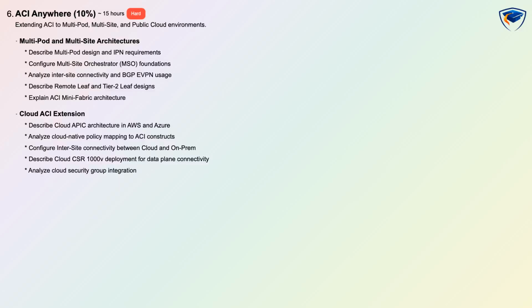ACI Anywhere is 10%, rated hard, and needs about 15 hours of scenario-based study focusing on multi-site and cloud extensions. You will describe multi-pod design, IPN requirements, and MSO foundations while analyzing intersite connectivity patterns including BGP EVPN and remote leaf designs. The cloud extension content covers Cloud APIC architectures for AWS and Azure, cloud-native policy mapping, Cloud Catalyst 8000V deployment for data plane connectivity, and integration with cloud security groups. Focus on scenarios that connect on-prem fabrics to cloud environments and validate multi-site policy consistency.